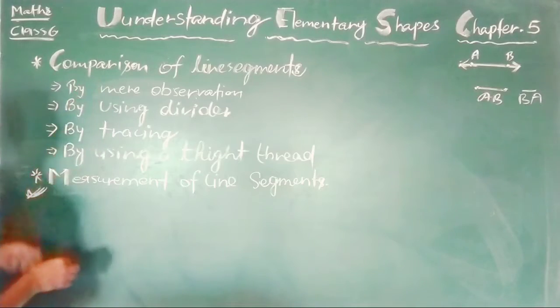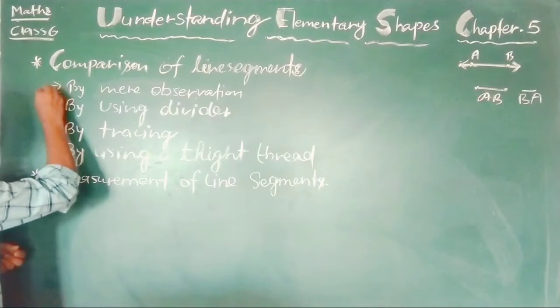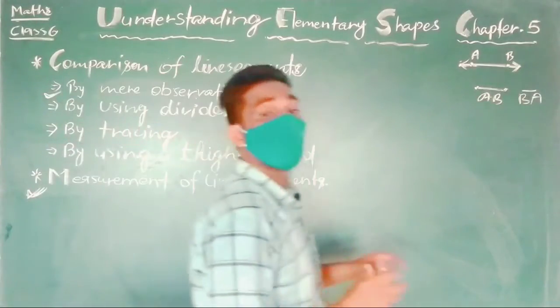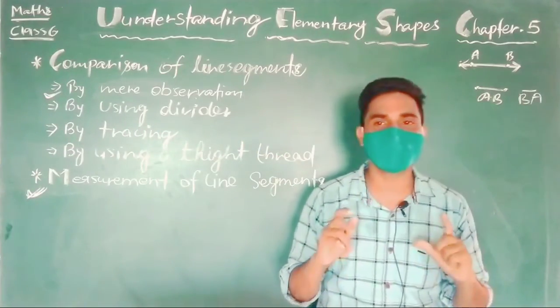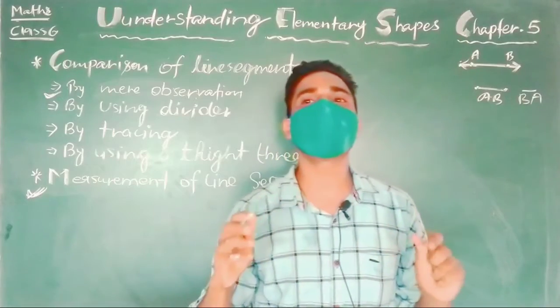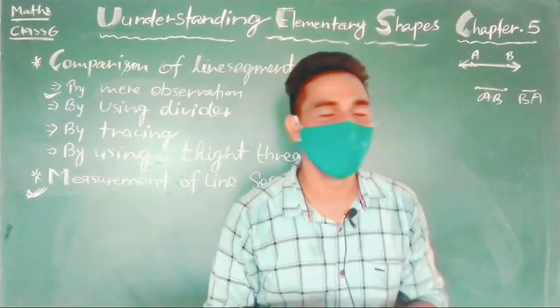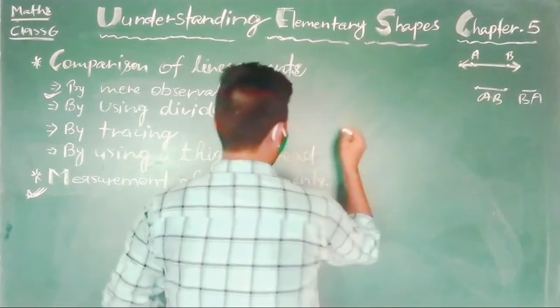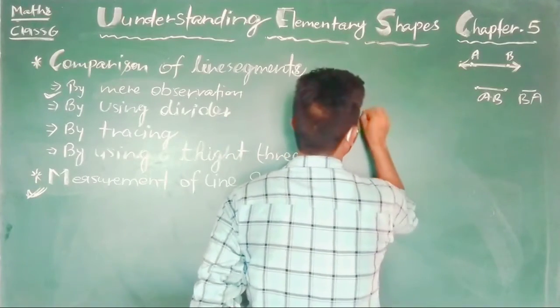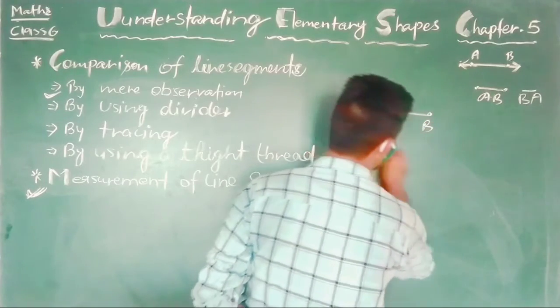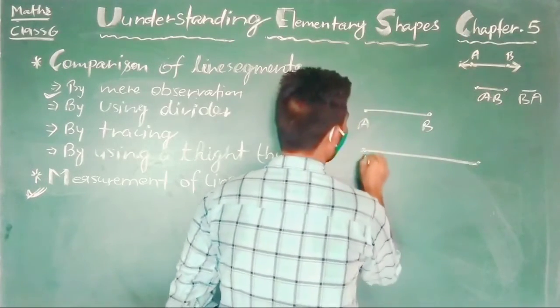So first you see this. The first subtopic I will discuss is mere observation. What is mere observation? Mere observation means what we think, our judgment by seeing. Suppose two line segments are there. I will take one line segment AB here, and another line segment PQ.